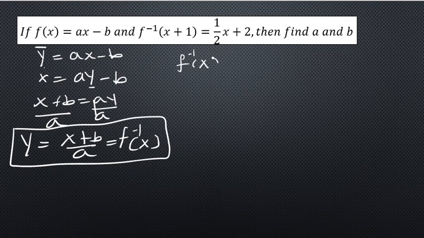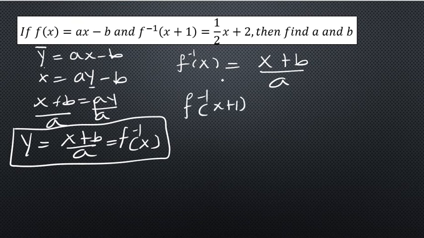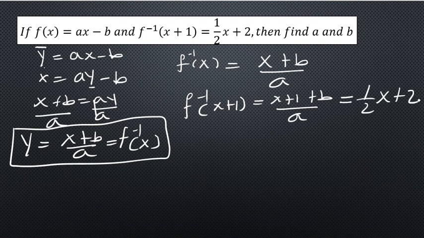F inverse of x is equal to x plus b over a. This means f inverse of x plus 1. When you say x plus 1, we are going to substitute in place of x. It will be x plus 1 plus b, the whole over a. This is equal to the given value, which is 1 over 2x plus 2.